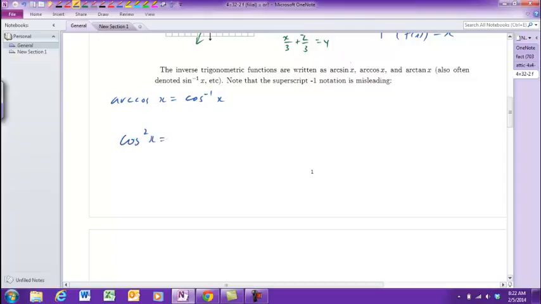We write cosine squared of x to mean cosine of x squared, but cos inverse of x is not the same thing as cosine of x raised to the negative 1. These are very different functions. This is the inverse function of cosine, and this, what's cosine of x to the negative 1? Well, that's the same thing as 1 over cosine of x. That's secant of x. And secant is not the same thing as inverse cosine. So that's why I often prefer the arccosine notation over this one.